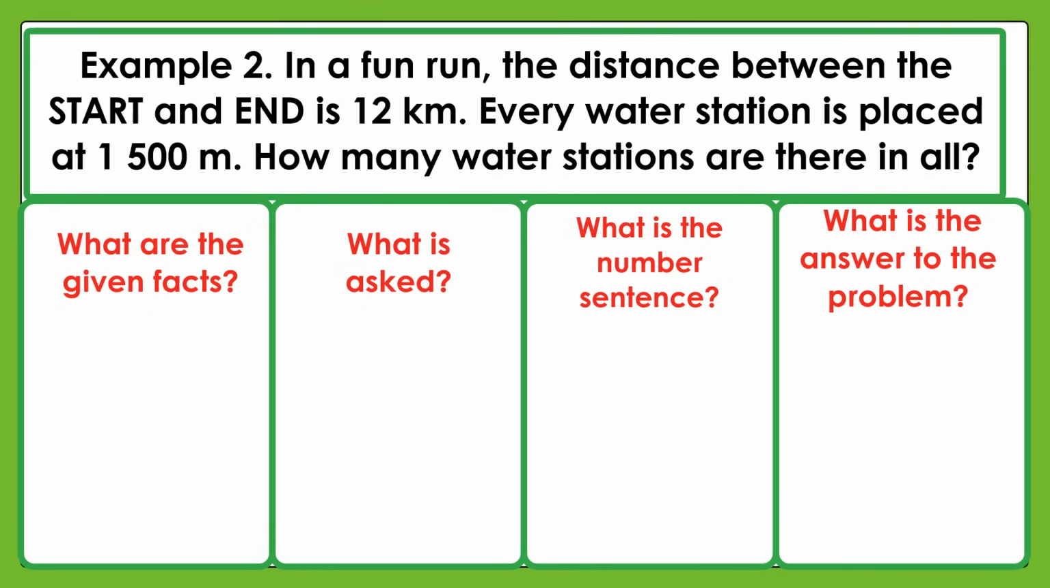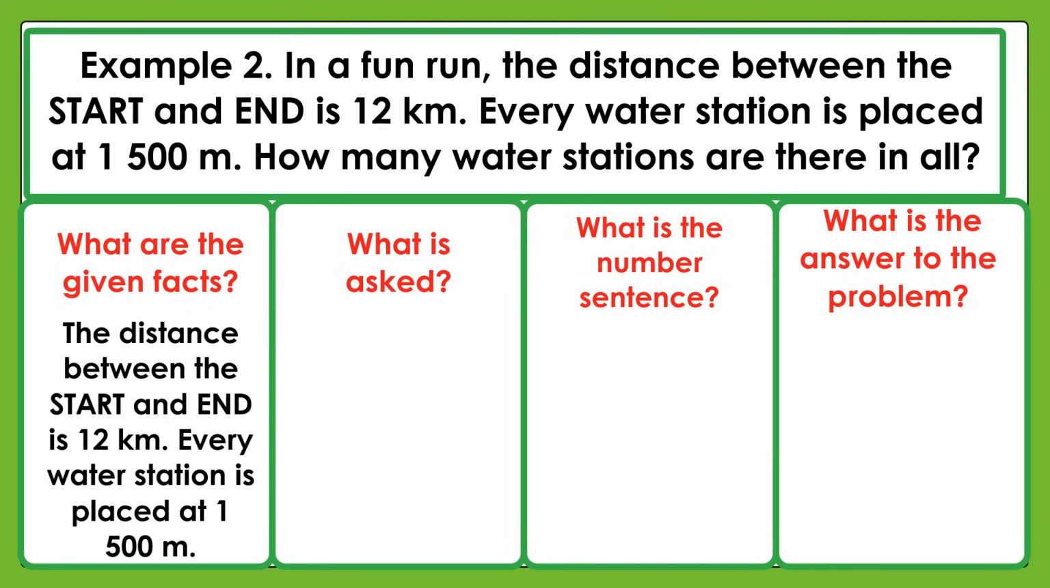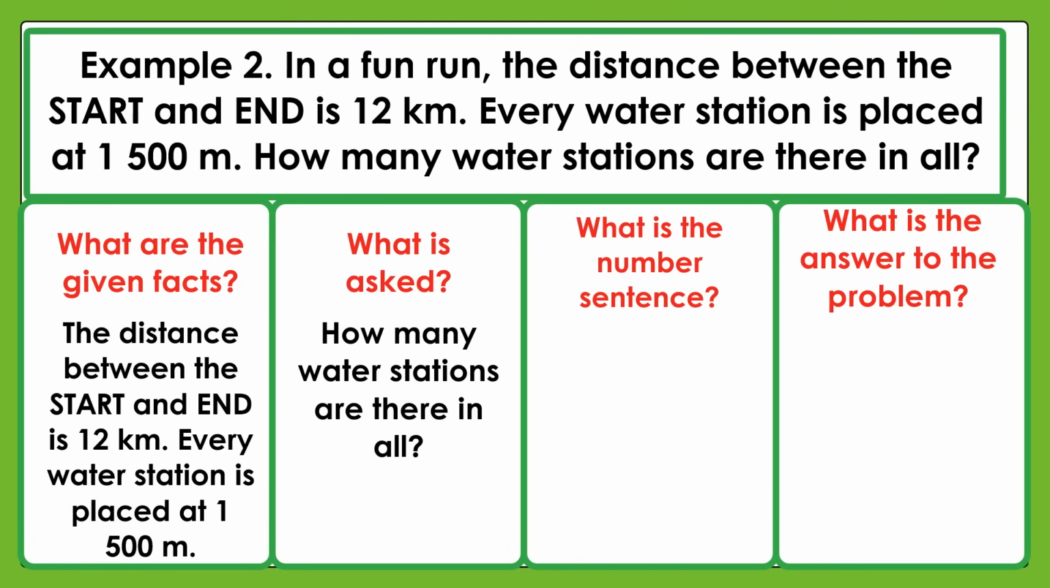Example number 2. In a fun run, the distance between the start and end is 12 kilometers. Every water station is placed at 1,500 meters. How many water stations are there in all? First question, what are the given facts? The distance between the start and end is 12 kilometers. Every water station is placed at 1,500 meters. Second, what is asked? How many water stations are there in all?